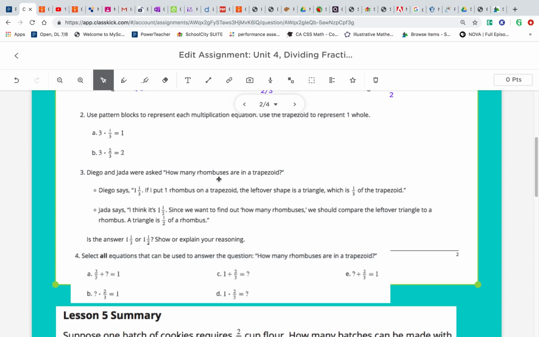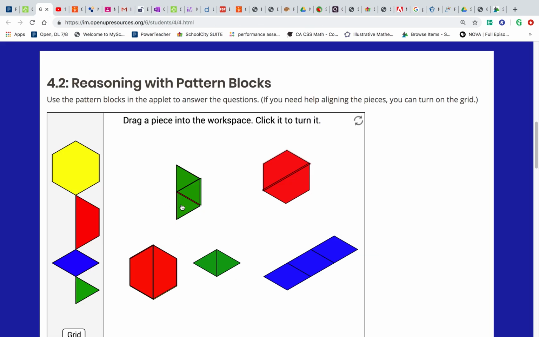Okay, so the idea here is we're talking about rhombuses and trapezoids. How many rhombuses are in a trapezoid? Let's take a look. Let's grab a trapezoid. Okay, and here is a trapezoid. How many rhombuses are going to go into this here? Well, let's see what we can do here. So we move one over. Okay, that's kind of not in there. Let's see. We can rotate it a little bit. This one. Okay, there's 1.